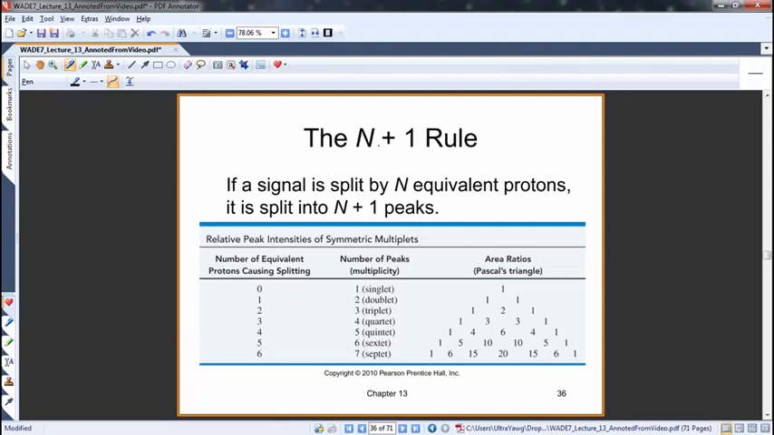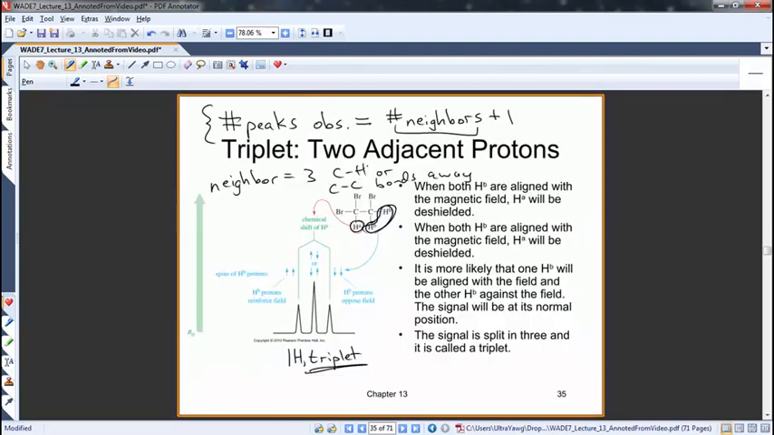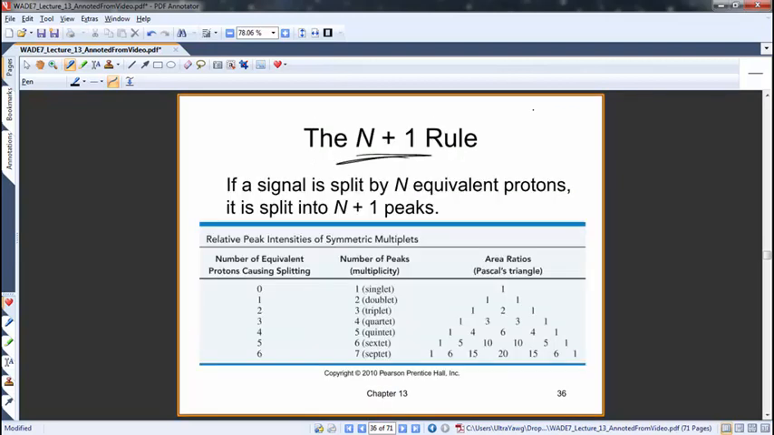Right, so it turns out because of this N plus 1 rule, that's what the neighborhood is. It's called the N plus 1 rule. Because of the N plus 1 rule, what we end up actually making is Pascal's triangle. So if you're a singlet, you just have one peak. If you have two neighbors, then you get 1, 2, 1. If you have three neighbors, you get 1, 3, 3, 1. These are the relative peak heights. So that's 1, 1, 2, 1, 2, 3, 1, 2, 3, 4, and it gets all wonky, but I don't care about that. It doesn't really matter.